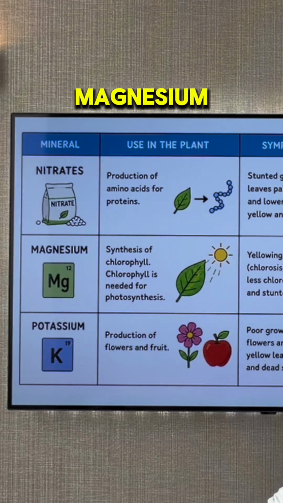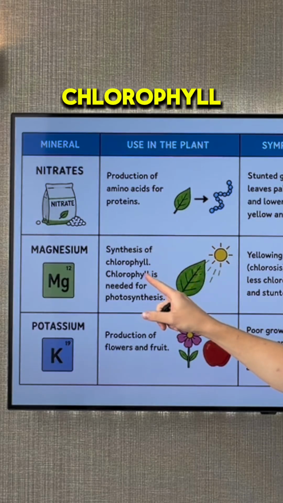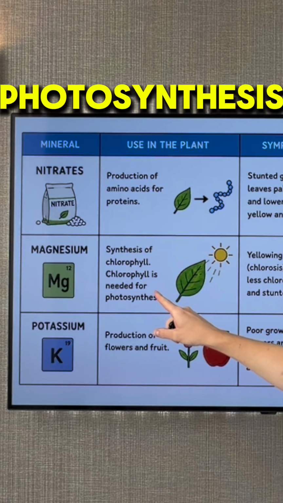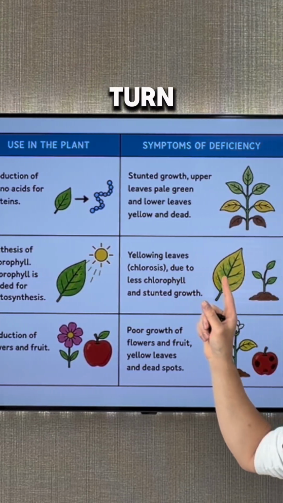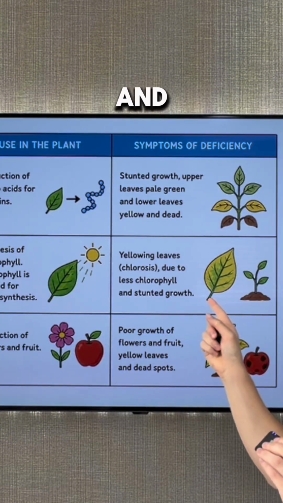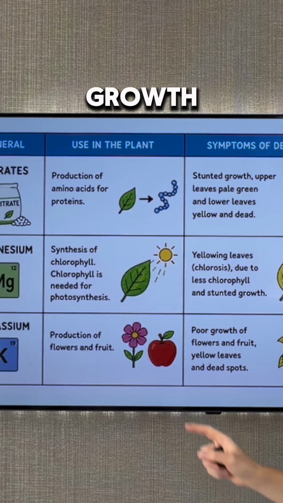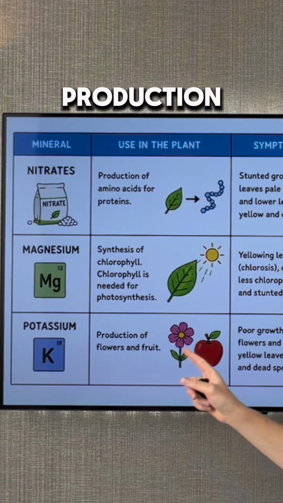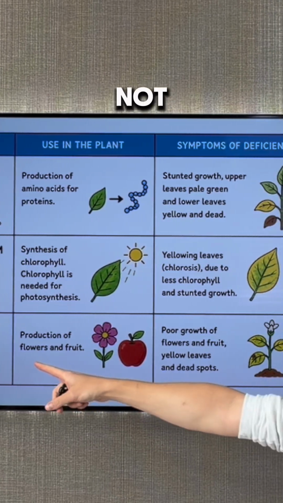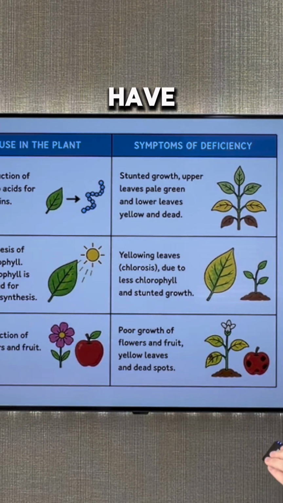If we don't have enough magnesium, magnesium is important for chlorophyll. Chlorophyll is needed for photosynthesis. Then the leaves turn yellow, chlorosis, and plants experience stunted growth. Potassium is important for the production of flowers and fruits. So if there's not enough potassium in plants, we have poor growth of flowers and fruit, yellowing of leaves, and some dead spots.